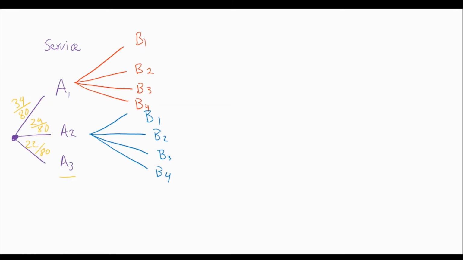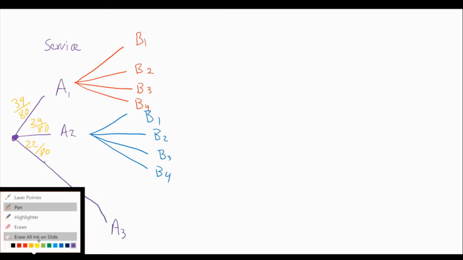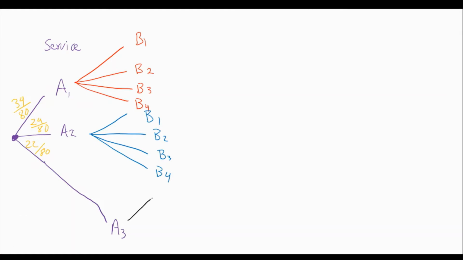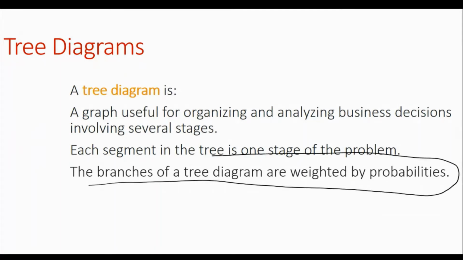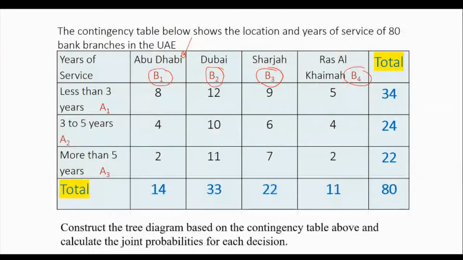And you know what? That A3, I'm going to put it a little bit lower. Same thing, I'm just going to get more space here. B1, B2, B3, B4. Okay, so let's get the probabilities for each of these branches. What am I talking about? I'm talking about here. The branches of a tree are weighted with the probabilities. So that's what we're doing right now.